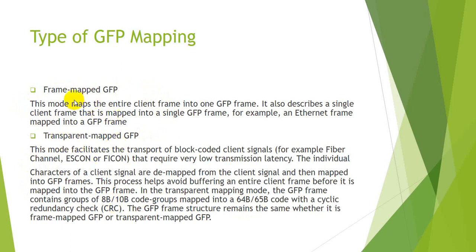The frame mapping is called GFP-F, and the second type is called GFP-T. In GFP-T, more efficiency in terms of bandwidth is achieved because it does not wait. Delay is less in transparent mapping.